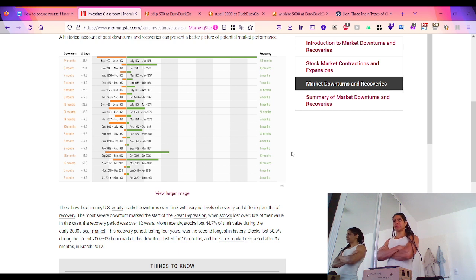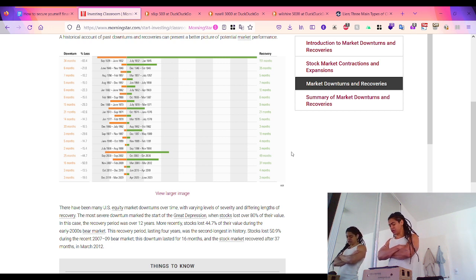So there have been many U.S. equity market downturns with varying levels of severity and length of recovery. And the most severe downturn marked the start of the Great Depression, when the stock lost over 80% of their value.